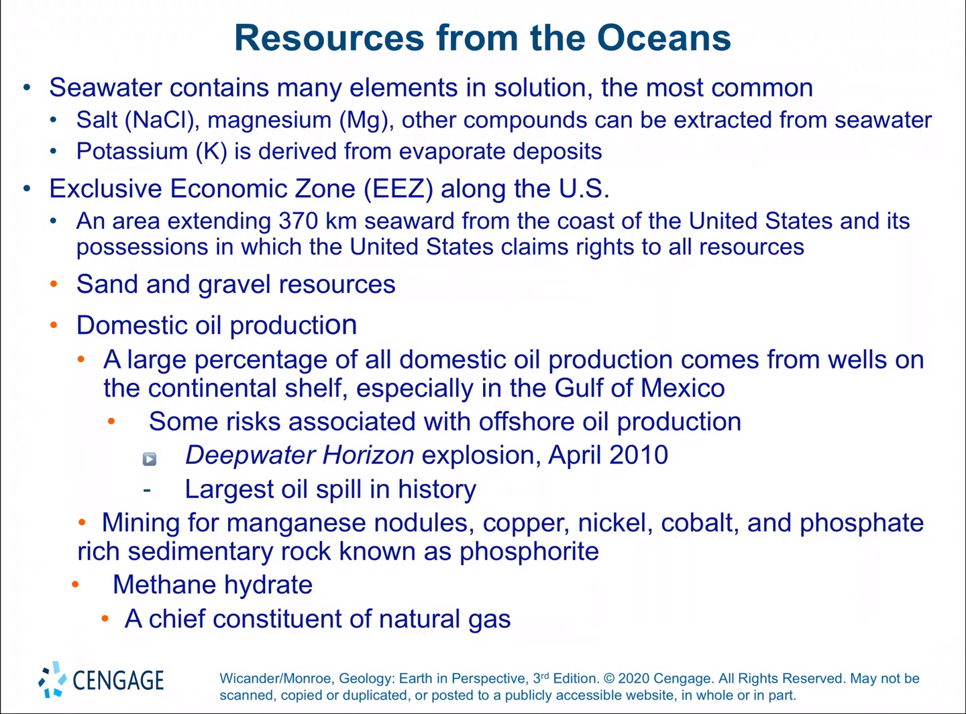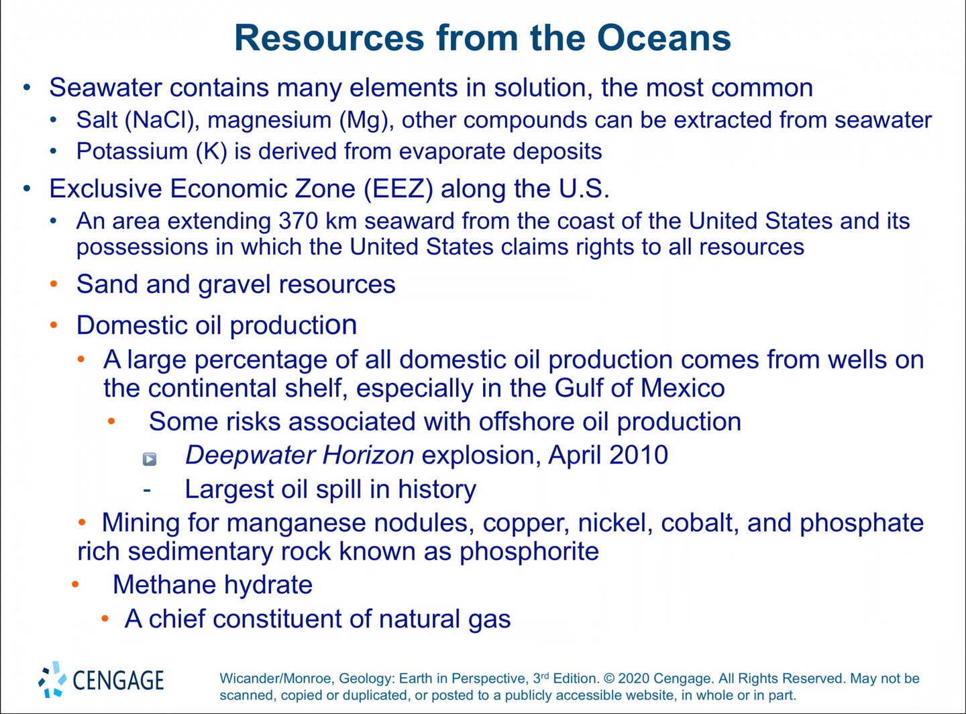Now, some of our resources that we do get from the ocean: our seawater contains a lot of elements in solution. The most common is salt, magnesium. Potassium can also be derived from evaporite deposits. We have what's known as our EEZ, or Exclusive Economic Zone, along the U.S. that extends 370 kilometers seaward of the coast of the United States and its possessions, in which the United States has claimed rights to all resources.